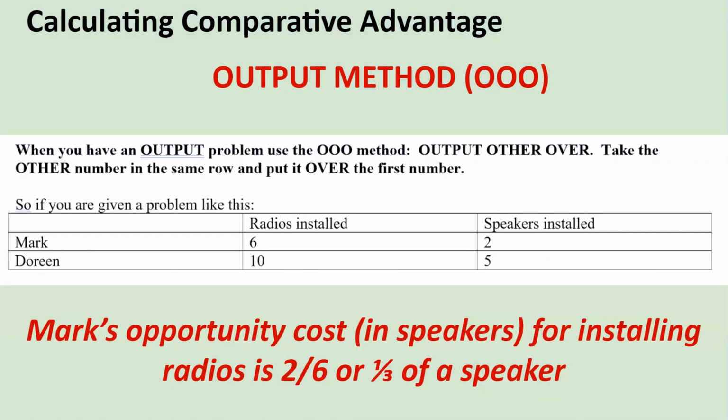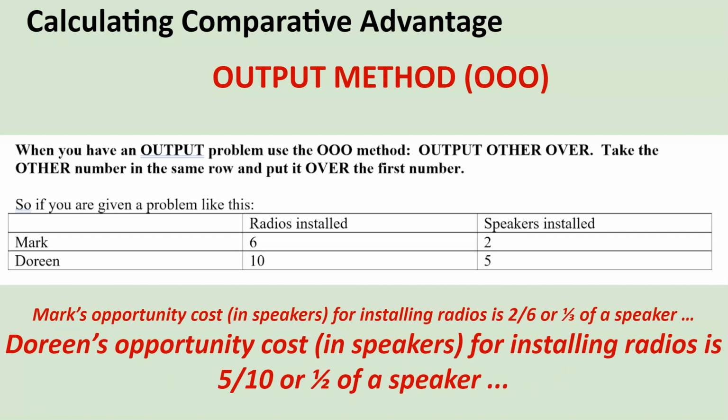Now, looking at the output method, and again, the overview video goes into more detail on each of these if you want to drill down into those. But the output method is basically saying how much of something can you produce. So Mark and Doreen are producing radios, and the output of the other item goes over the one we're looking at. Okay, so what we see here is, again, Mark's opportunity cost in speakers is 1/3 of a speaker. Doreen's is going to be 1/2 of a speaker in terms of what we see there.